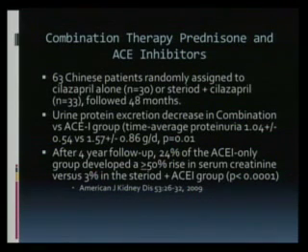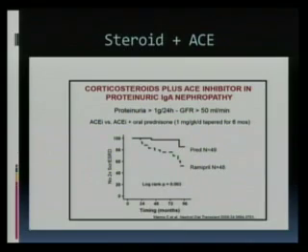I'm sorry, not placebo. Sorry, ACE alone. So you can see the ACE and the steroid combination. You had 1 gram proteinuria. The other arm that had ACE alone had 1.5. So after 4-year follow-up, 24% of the patients in the ACE alone group developed a 50% rise in creatinine, versus 3% with the steroid and the ACE. So the steroid and ACE group actually performed much better in that setting.